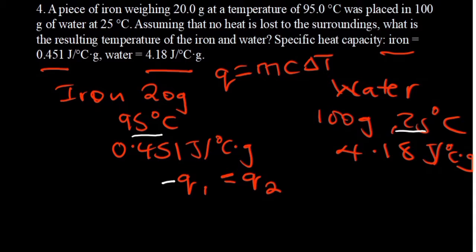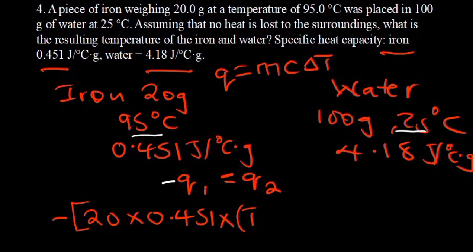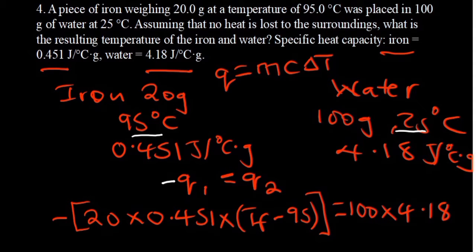So our mass is 20, with a negative outside. The specific heat capacity is 0.451 multiplied by the final temperature. We don't know the final. The initial is 95. So what we have on the left should be equal to what we have on the right. On the right hand side, we have the mass of 100. The specific heat capacity is 4.18. Due to lack of enough space, I'll write it down. Multiplied by the change in temperature, which is the final minus the initial, which is 25. So from there now we can do our computations and simplify what we have. Let me just create some space here.